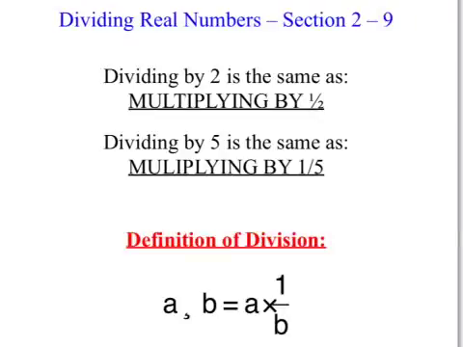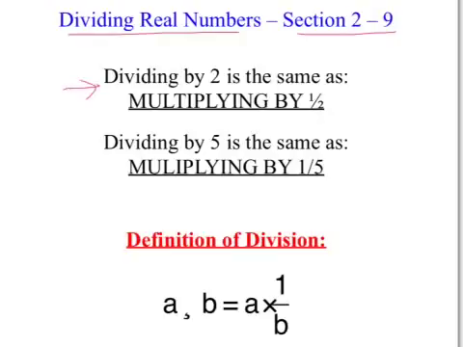Good evening, everybody. So today we're going to be talking about dividing real numbers. And I know you know a lot of this, but we're going to just review some of the really important skills that you've learned in your previous math classes. So dividing by 2 is the same as multiplying by a half.